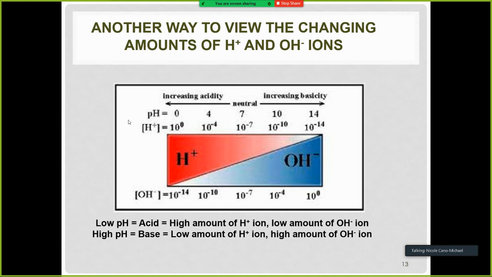So, another way of thinking about this is that as my acidity goes up, my hydrogen ions go up, and I have a low amount of OH ions. As my pH goes up, as I get more and more basic, the hydrogen ions go down and the OH ions go up. So this is just another visual to think of pH.